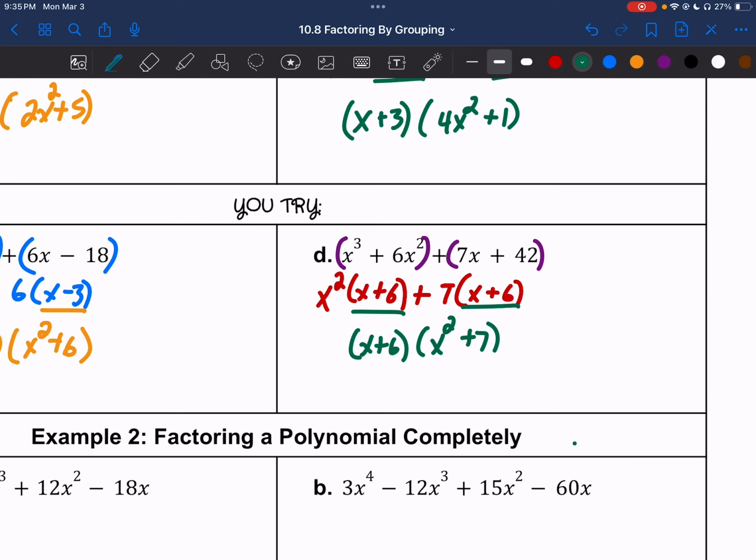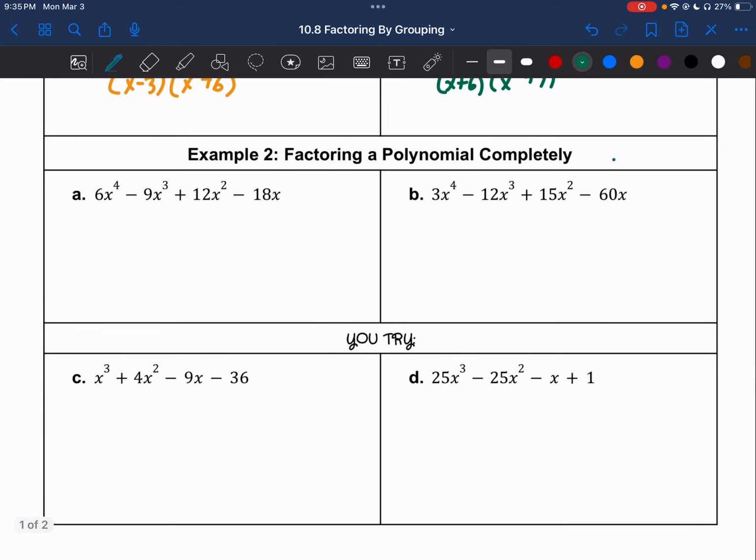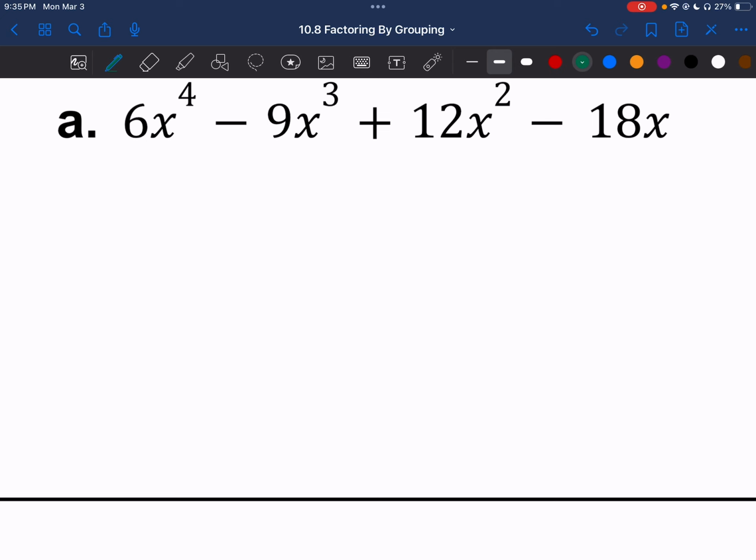All right, so now we have example 2, factoring a polynomial completely. So let's dive into this. First of all, we're going to factor by grouping. But before I do factoring by grouping, do I have any common terms that I can bring out? Do I have a GCF? That should be my first step all the time.